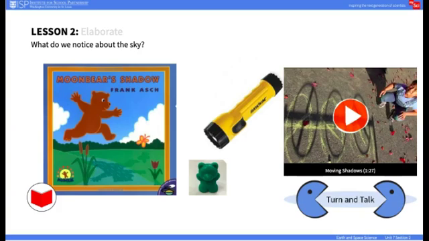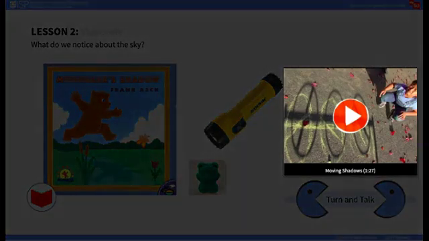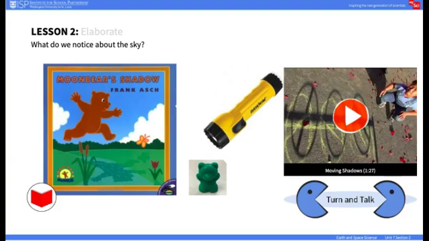Ensure that students note the apparent position of the sun in the sky and discuss their observations. Prompt students to identify the light source, or the sun, and the light blocker, themselves. Then show this video about moving shadows.